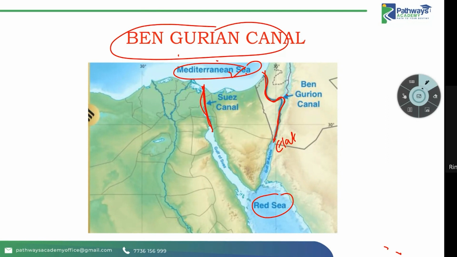So UPSC may ask that the Ben Gurion Canal connects Port Elet to the Mediterranean Sea. Port Elet is the port of Israel, and this canal passes through Israel. So this is the significance of the Ben Gurion Canal.